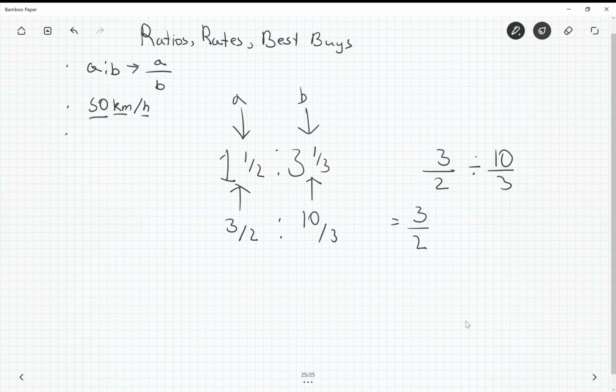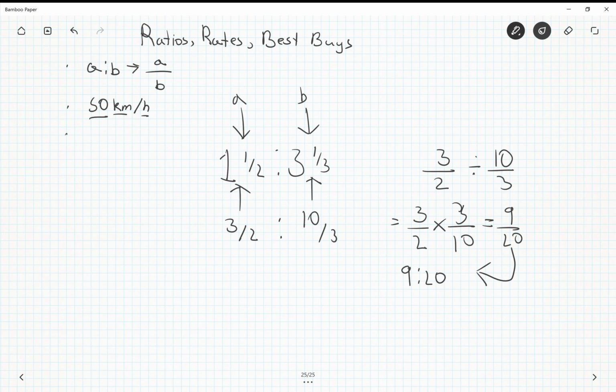3 over 2 times 3 over 10. And that then equals 9 over 20. So that's our ratio, that's our fraction. And if we want to put this back into ratio form, it would be 9 to 20. And that's our answer, because that's our answer in simplest form, because there's no other way where we can simplify this. There is no other factor for both of these numbers.